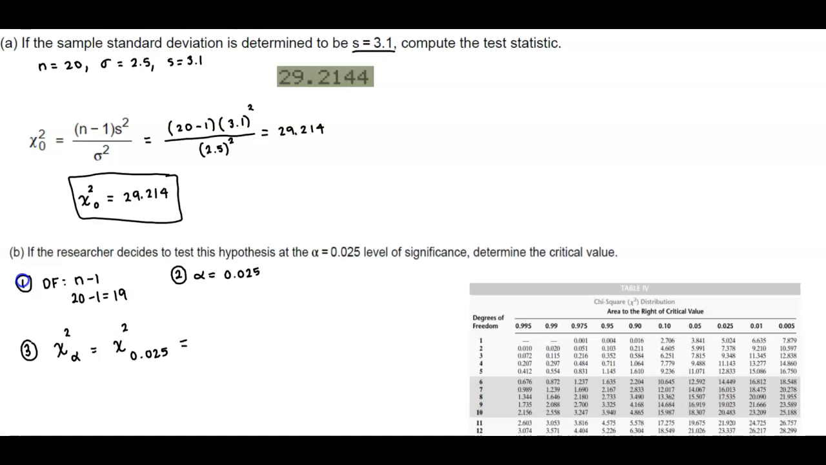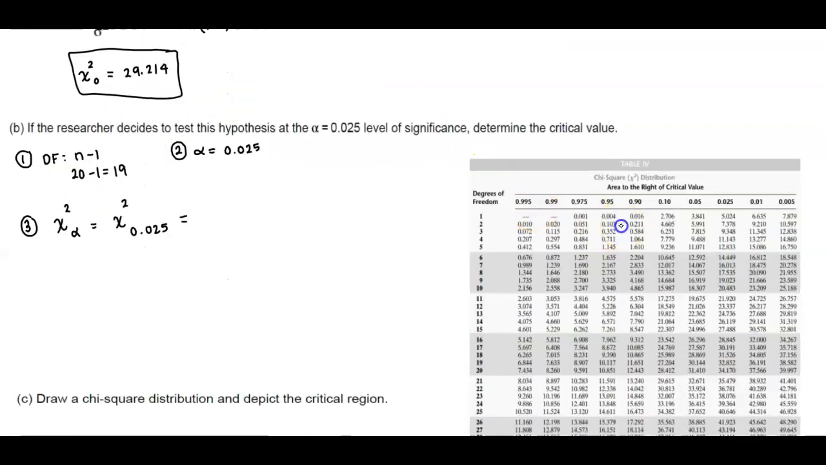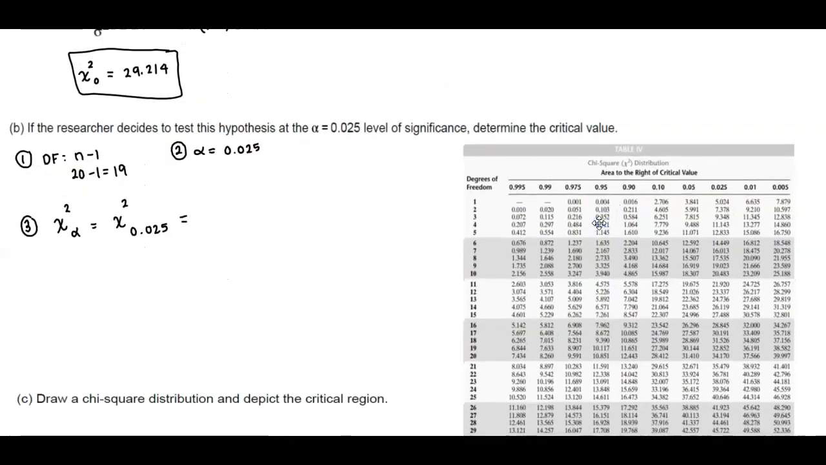So what do we need to note in order to find the critical value? We take a look at the table. We have 0.025, and the degrees of freedom is 19. Looking there, we get a critical value of 32.852. So that represents our critical value.